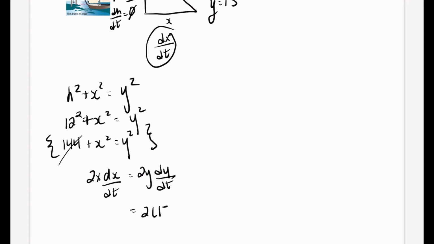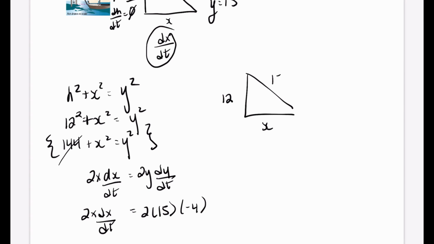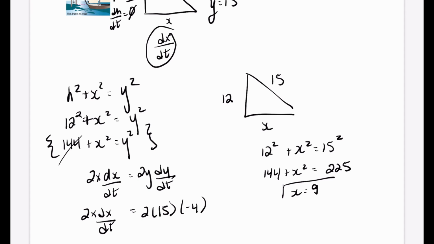So I have 2 times 15. I know dy by dt is -4. And then I have these two values over here. I don't know my x value yet, but I do know two sides of my triangle, so I can solve for it. I know that this is 12 and I know that this is 15. So if I did Pythagorean theorem for this, I would have 12 squared plus x squared is 15 squared. 144 plus x squared is 225. And then if I solved that all the way, I would get x equals 9.